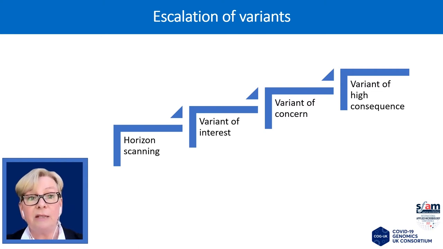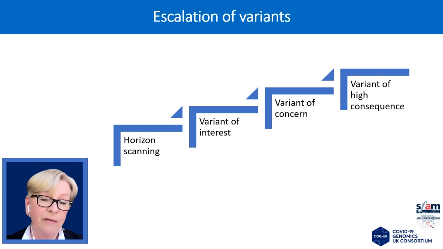Now, the highest category of variants are a variant of high consequence. We haven't observed one of those to date. And these are variants that are of particular concern because of the amount of transmissibility or the amount of immune evasion that they may have. And so clearly something that we'd be concerned about, but not something for today.